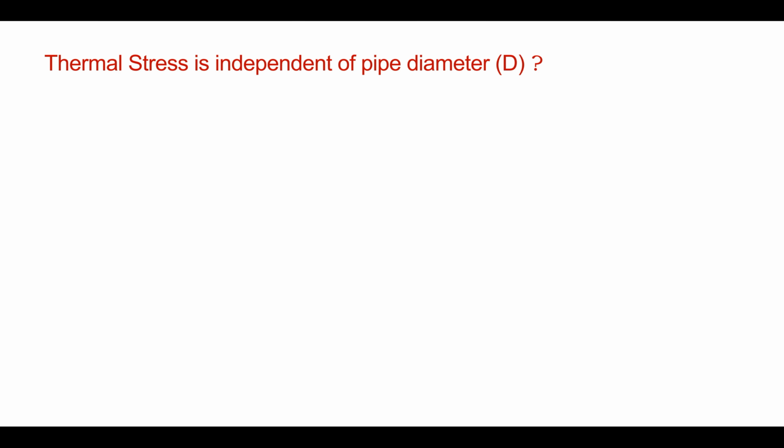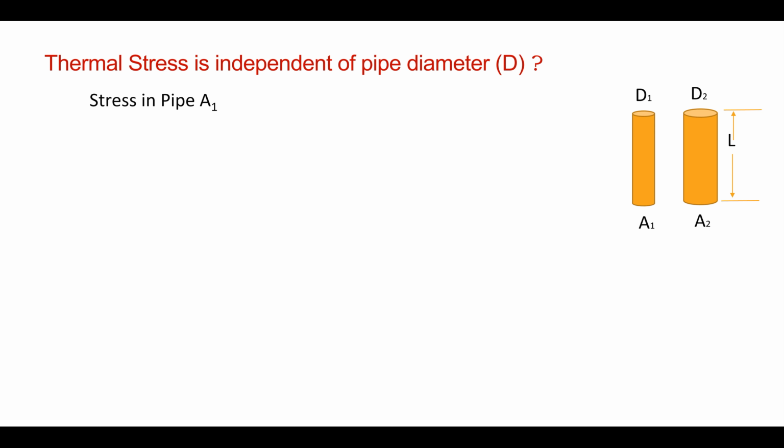Here is a question: is thermal stress independent of pipe diameter or not? To prove that thermal stress is independent of pipe diameter, let's take two pipes with different diameters, D1 and D2, with areas A1 and A2, of the same length L. Let's apply the same temperature and pressure in both the pipes and calculate the thermal stresses in both the pipes due to increase in temperature.